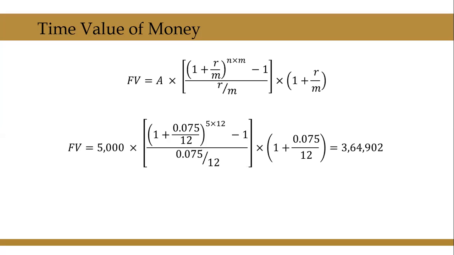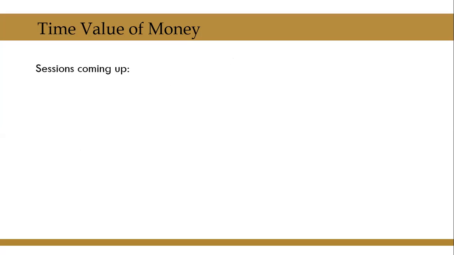If it was semi-annual payment, we would have taken M as 2, and if it was quarterly deposit, we would have taken M as 4. That brings us to the end of this session.